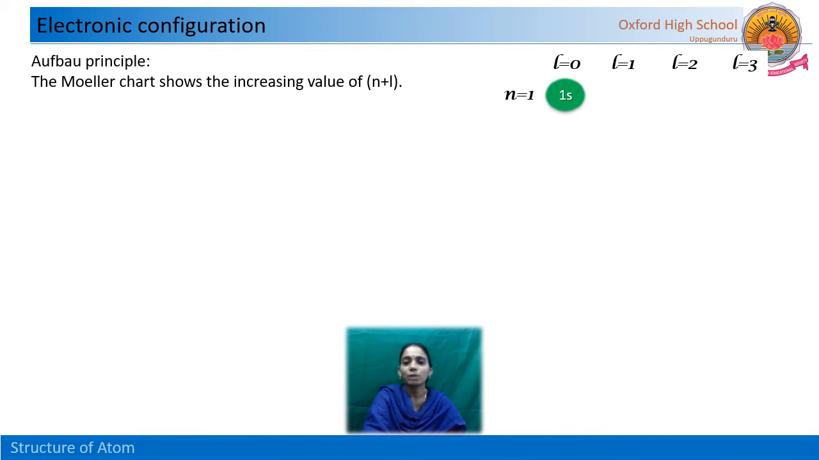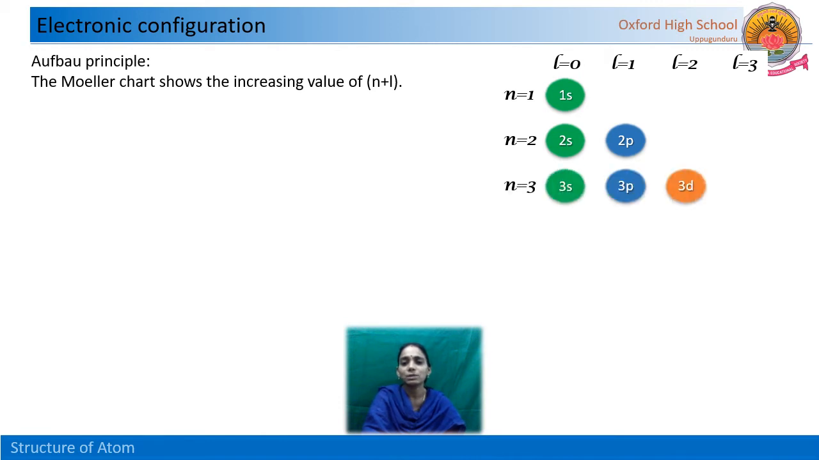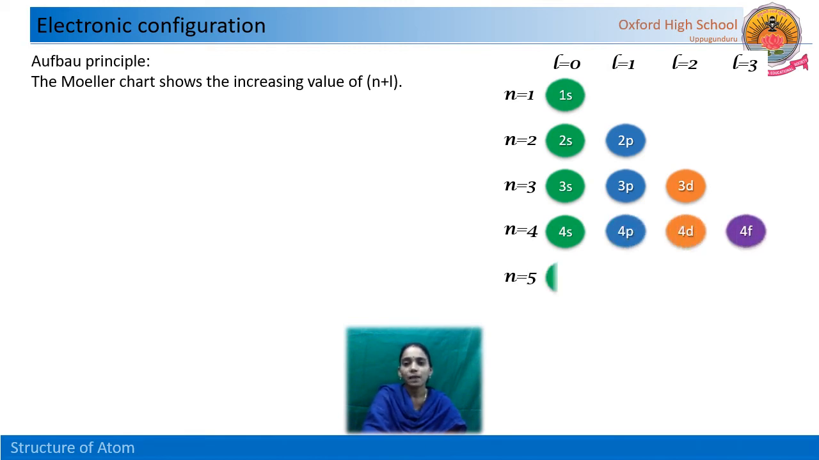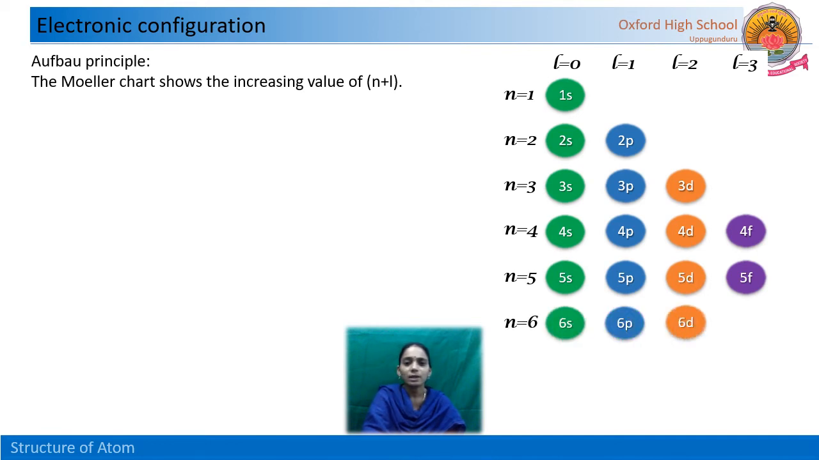having only one orbital, that is 1s. If n is equal to 2, two values are there for angular momentum quantum number. So 2 orbitals, 2s, 2p. If n is equal to 3, we are having 3 values. So 3s, 3p, 3d. N is equal to 4: 4s, 4p, 4d and 4f. Like this, if you write all the values in the form of a chart, it is called the Euler chart.